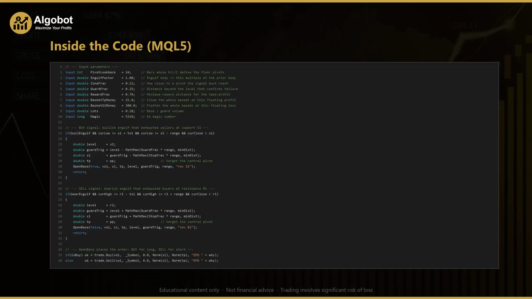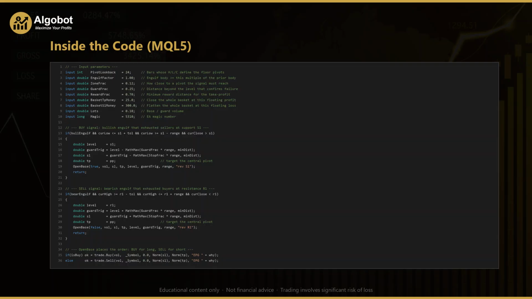RewardFrac is the minimum reward distance, while BasketTpMoney and BasketSlMoney define the basket profit target and loss limit. Lots sets the volume, and Magic identifies the EA's own trades. Below the inputs is the buy block.